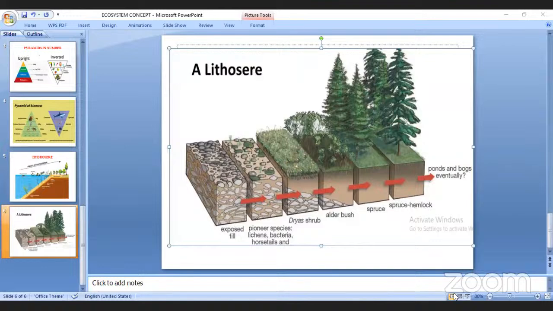Is the slide visible to you? Yes, sir. Lithosphere. Right. So first in this, lichens, moss stage, herbaceous stage, shrubs. Here also again forest. But remember, in hydrosere the life starts from the water, but here from the rocks.